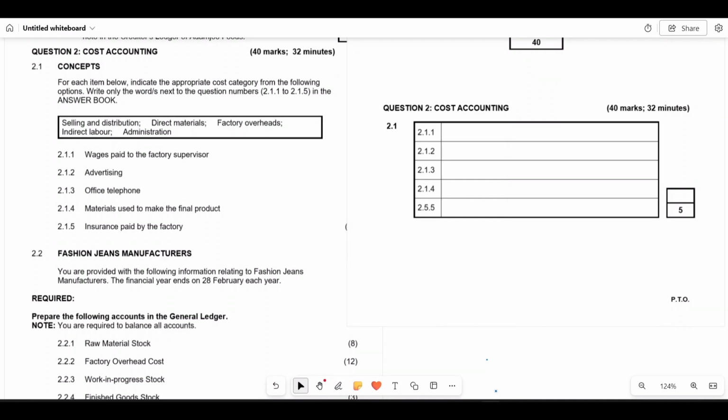In this video, we're going to be doing cost accounting. Starting off with question 2, whereby we need to match these concepts with these descriptions. Now, 2.1.1 says wages paid to factory supervisor. Where do we classify wages paid to a factory supervisor?